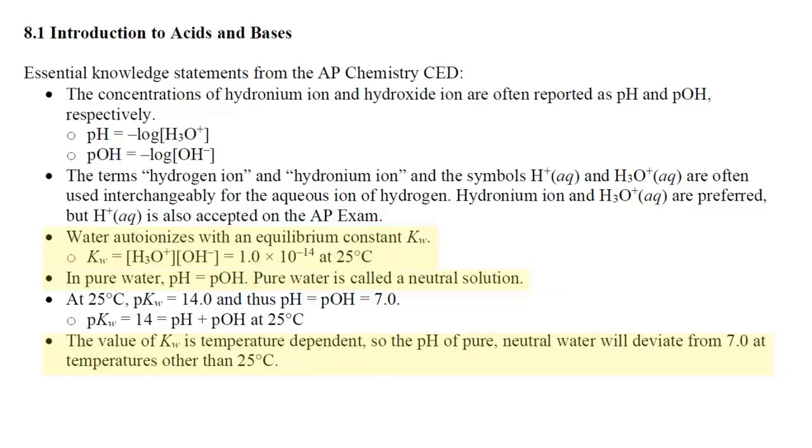In pure water, the value of pH is equal to the value of pOH. Pure water is called a neutral solution. And then finally, the value of Kw is temperature dependent, so the pH of pure, neutral water will deviate from 7.0 at temperatures other than 25 degrees Celsius. So that is the situation that is occurring in question 1. We are at a temperature that is not 25 degrees Celsius.